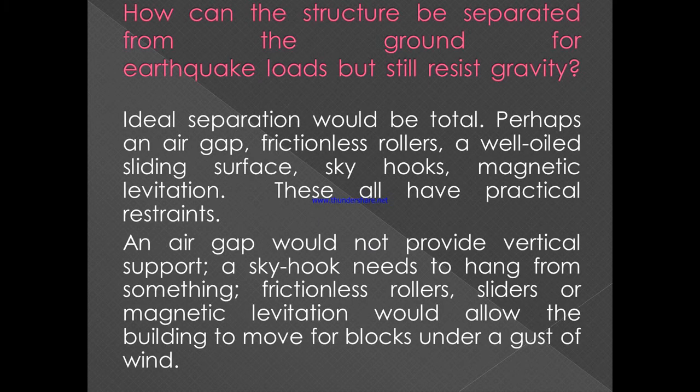Next is how the structure can be separated from the ground for earthquake load but still resist gravity. This is a big question. The ideal separation would be total, perhaps an air gap, frictionless roller, well-oiled sliding surface, sky hooks, magnetic levitation. These are some of the solutions, but these all have practical restraints. An air gap would not provide vertical support, a sky hook needs to hang from something, and a frictionless roller is also a good option. Sliders and magnetic levitation would allow the building to move or rock under a gust of wind.